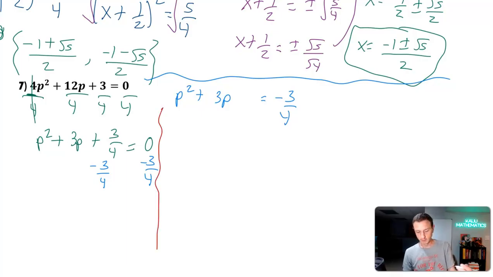All right, now we are ready to complete the square. So let's take the 3 divided by 2, because we're taking this b term, divided by 2 and squaring that. So that's going to be 9 over 4. So we are adding on 9/4 to both sides.